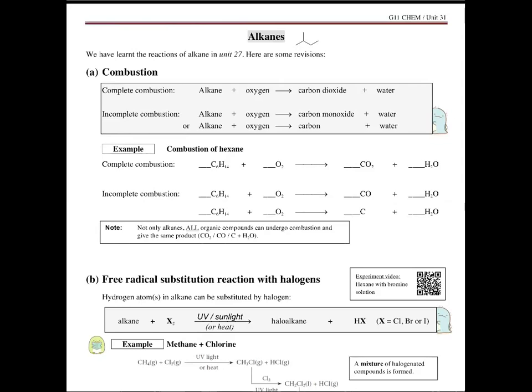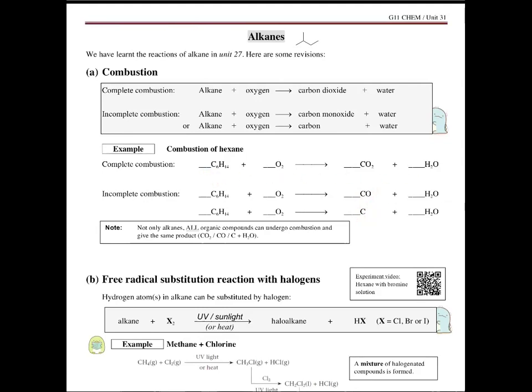Okay, and for incomplete combustion, the possible product may be carbon monoxide or carbon. Carbon is the soot it produced. And for this one, try to work out or balance the equation.